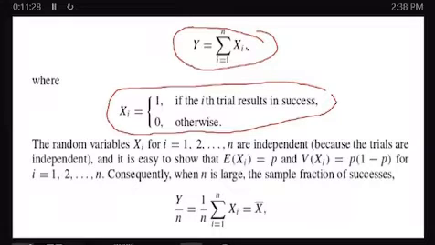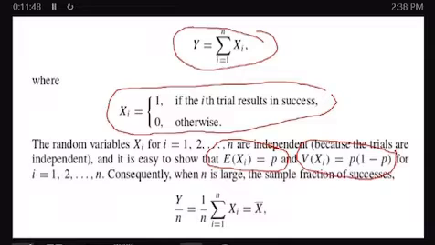Okay. When I do that, for each Bernoulli, the mean, the expected value of x, is p. And the variance of x is p times (1 minus p). This is from statistical theory.